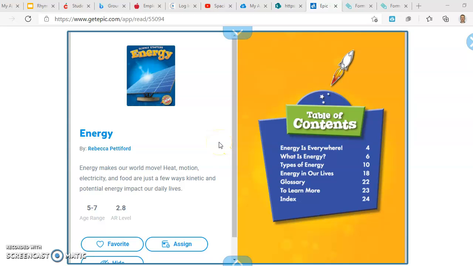Now this week in science we're learning about energy, different forms of energy. Energy is everywhere, it's a big part of our lives. And so we're going to start by introducing this topic with this book called Energy. Let's go ahead and read.